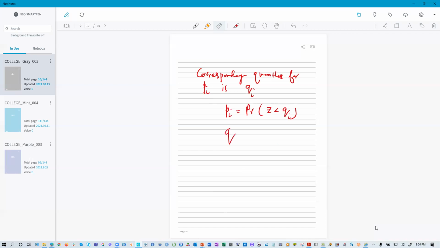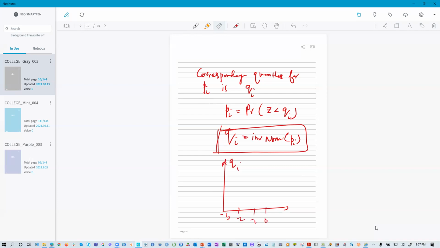So therefore Qi is nothing but the inverse normal of that particular probability. That's how you're going to find the quantile. These are the Qi, they come on this side. Okay? Qi come on this side. And on this side you have -3, -2, -1, 0, 1, 2, 3, 4.